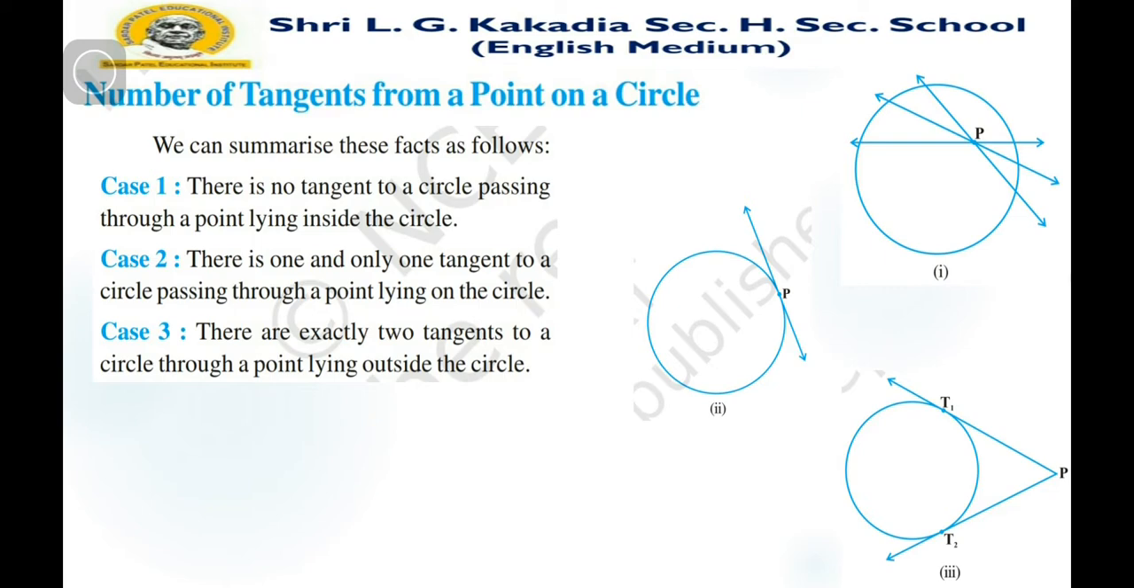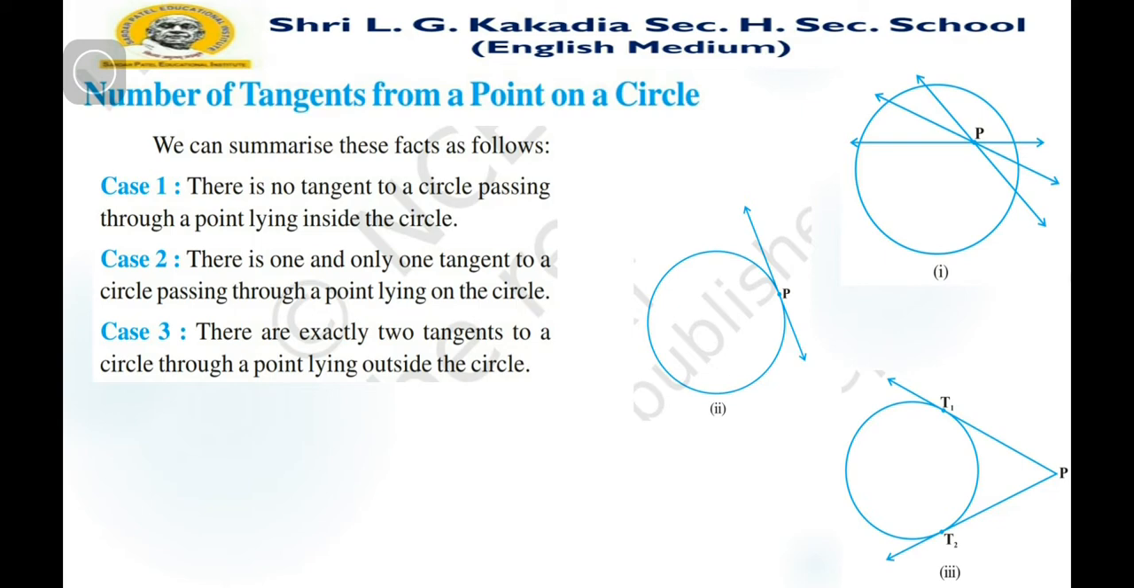In this way, if the point is given inside the circle, we cannot find any tangent to the circle. If we take a point on the circle, we can find one and only one tangent. And if we take a point outside the circle, then we can find two tangents passing through this point to the circle.